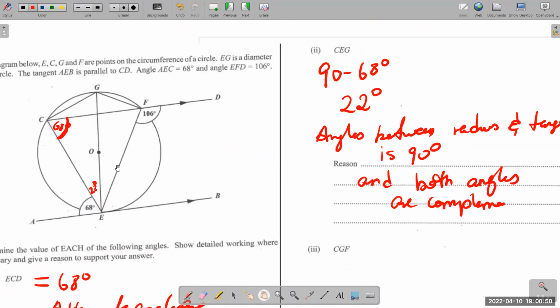Next one, CGF. Let's go. CGF. How we find that? Anybody have any ideas of what we do to find that? So look what it is. CGF. Anybody seen anything yet? I myself am currently looking.